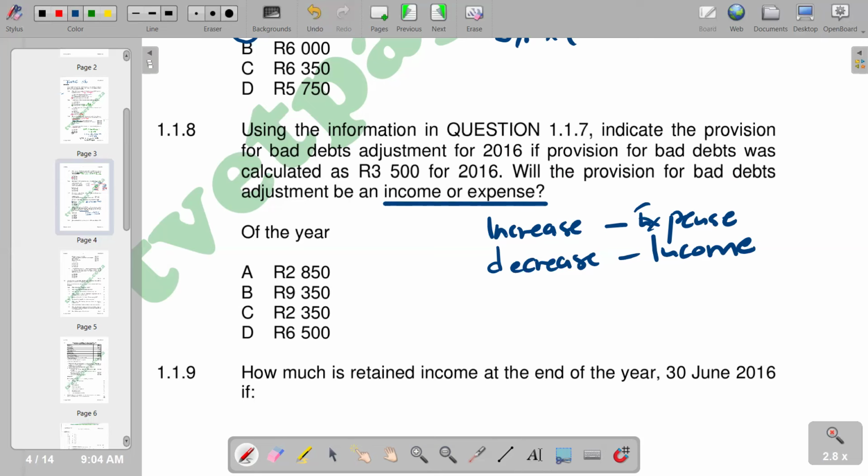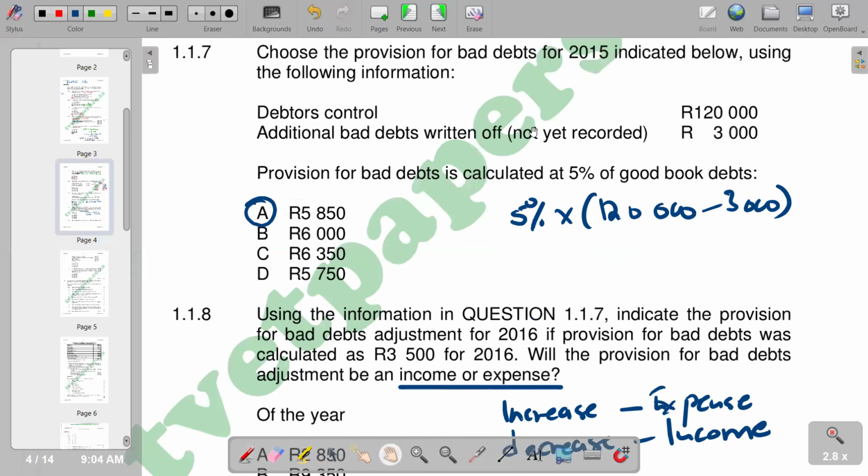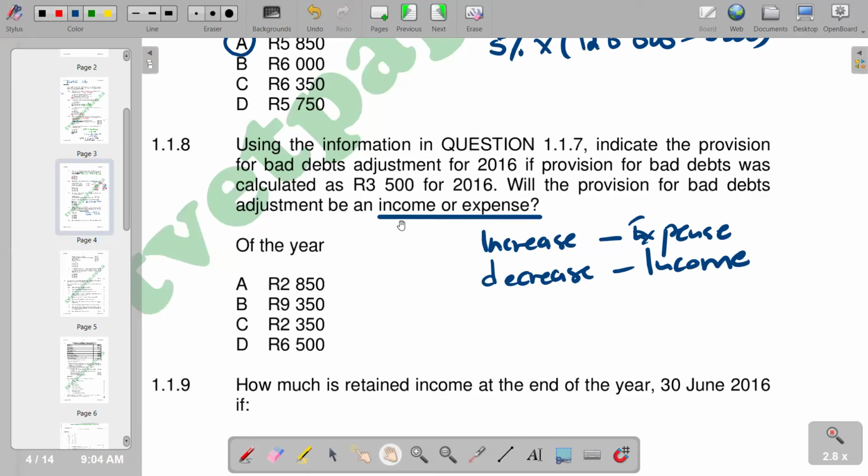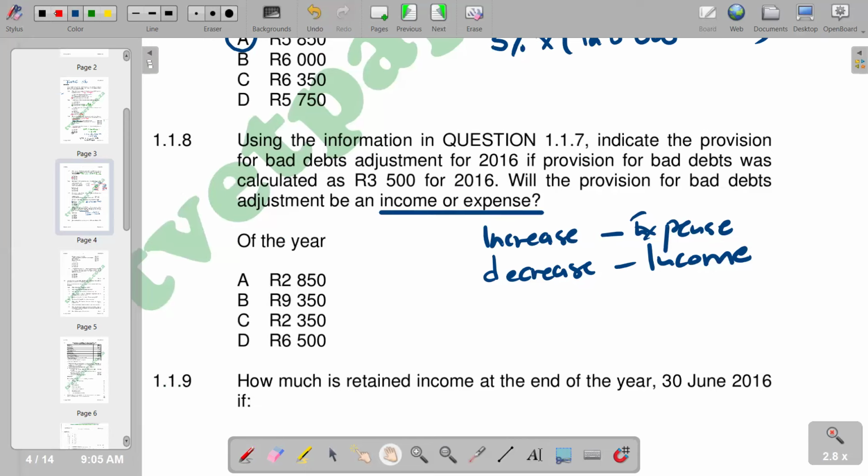So with that now, we check according to what we have. We go back to 1.1.7. We are being told that this is 2015. So the one that we've calculated for 2015 is 5,850. And then going to 2016, it's now 3,500. So basically, it's a movement from 5,850 to 3,500. That's the movement that we have, which is indicating a what? A decrease. So when it's a decrease, it becomes income. To find the decrease, you're now saying 5,850 minus 3,500. And with that, you're supposed to get your answer, which is 2,350.